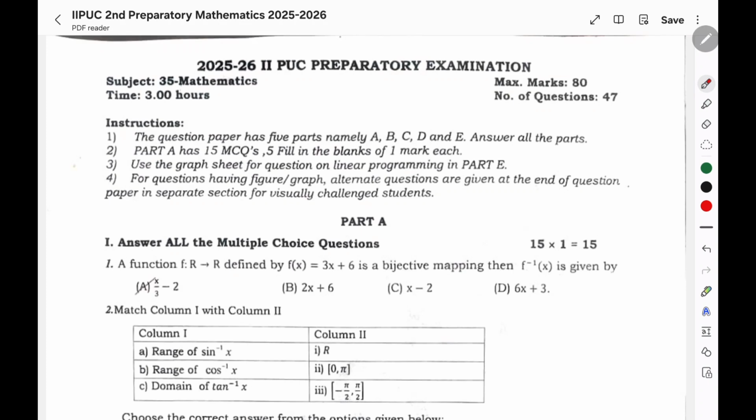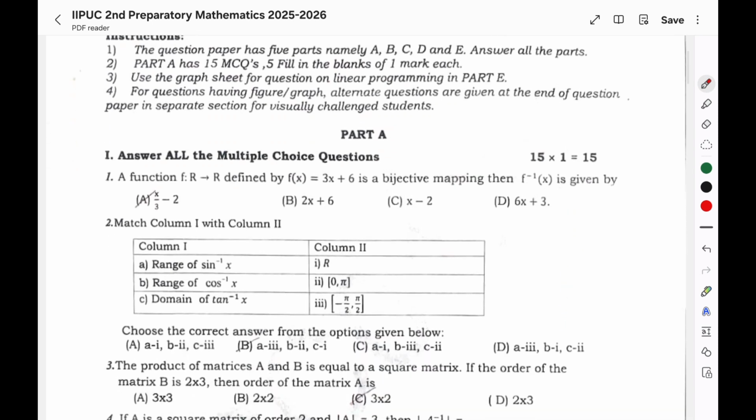Hello students, today we'll talk about this preparatory examination 25-26 of second PUC Maths. So let's see how this question paper came. We will discuss all the objective type problems. So let's see the first question.